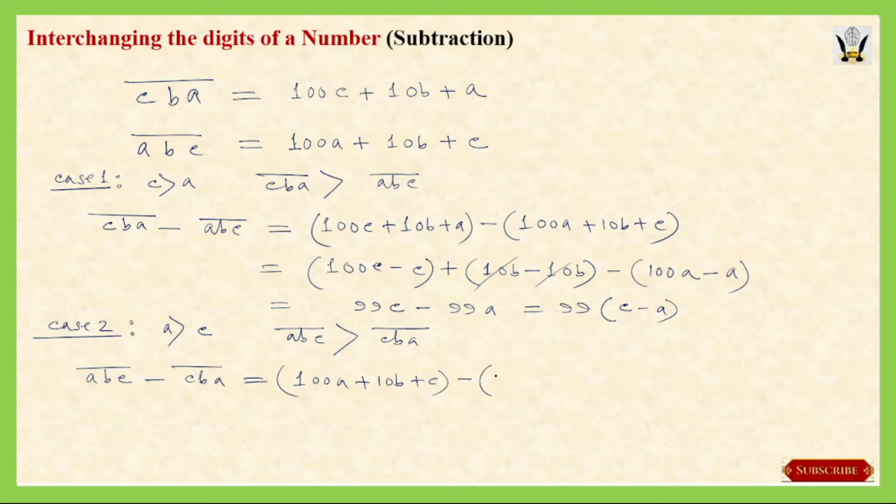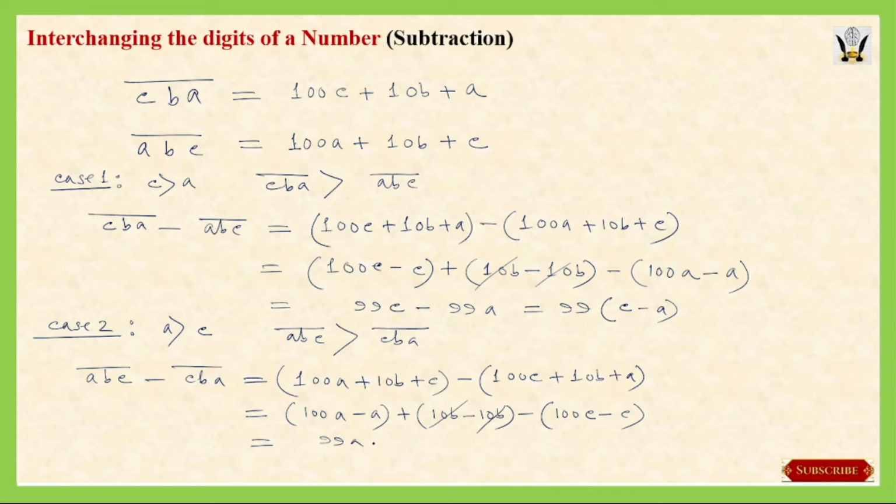So it will be 100A plus 10B plus C, minus 100C plus 10B plus A. Now we separate all the A's, B's and C's. Finally it will be 99A, B will cancel each other, minus 99C. So one factor will be 99 and the other factor will be A minus C.